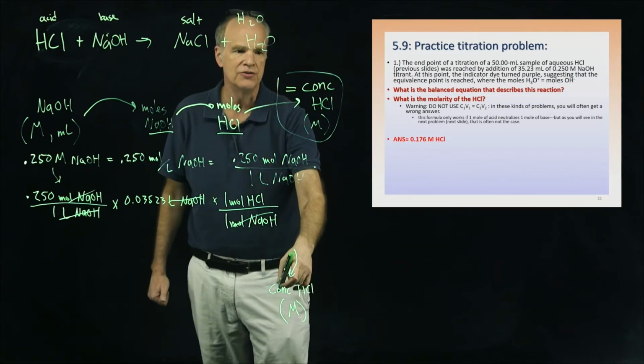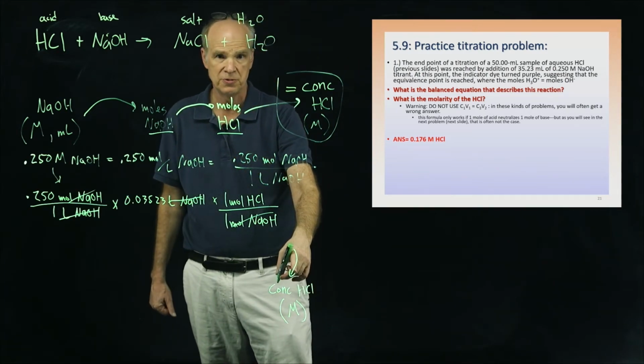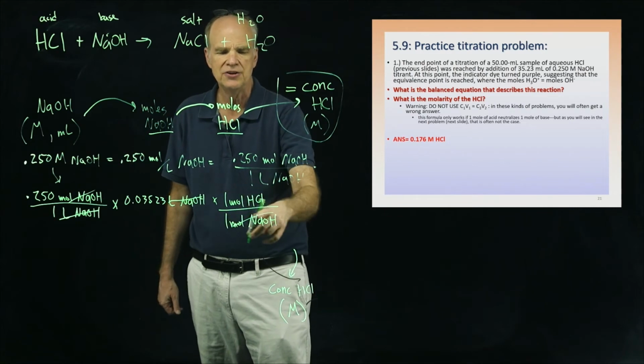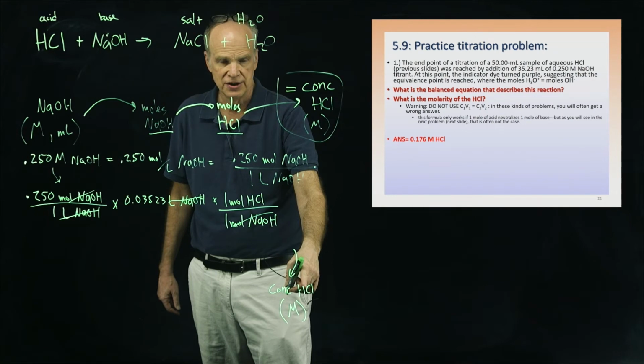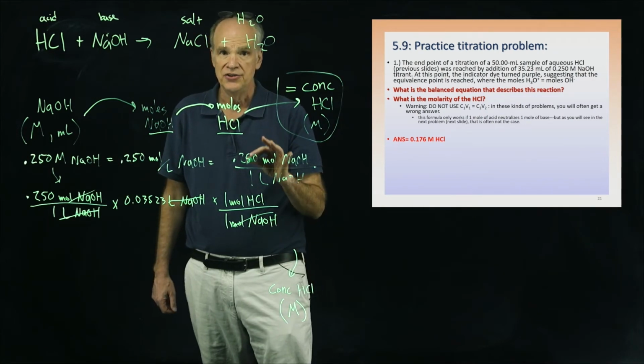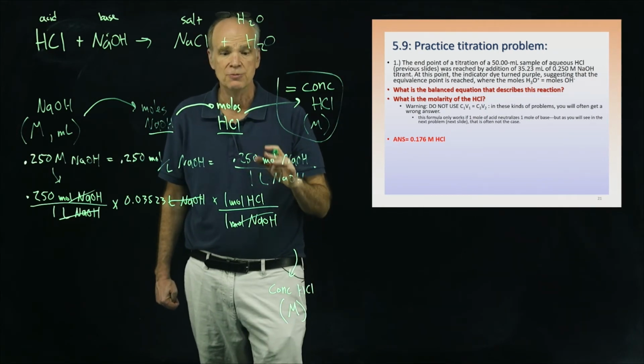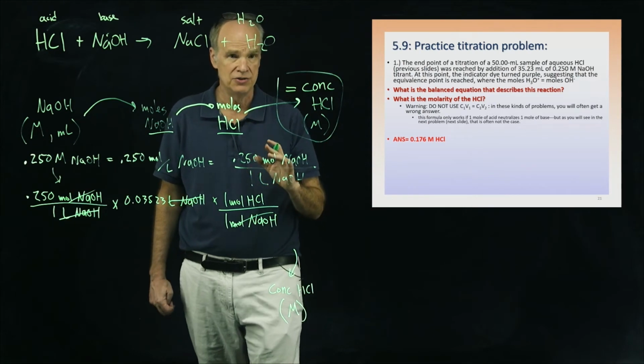So remember that molar is moles per liter. So the question is, how do we get this moles HCl into an answer where we have moles per liter? So what we need to do is now we use the volume of HCl. So let me show you how you use this.